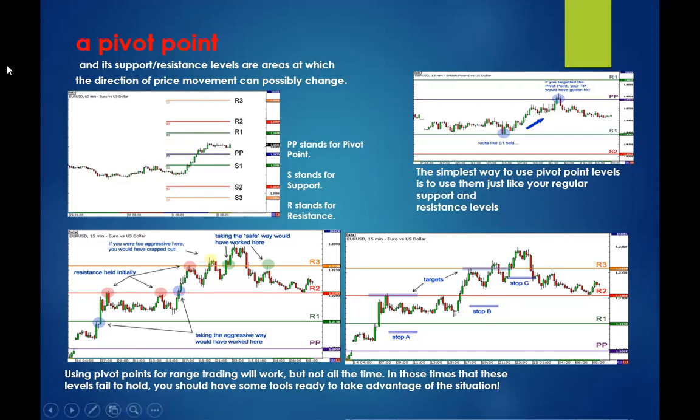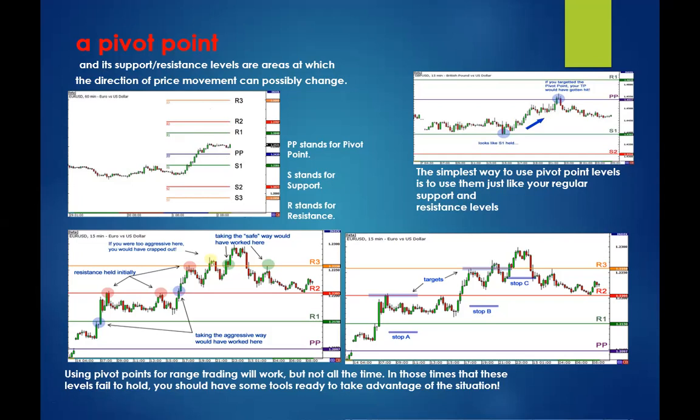So if you are to buy at PP, you are expected to take profit at R1, R2, or R3. If you are buying at R1, you are expected to take profit at R2. Below PP, which is this particular line, should be your stop loss. Why R1, R2 should be your take profit?